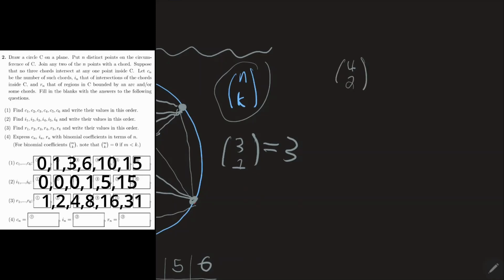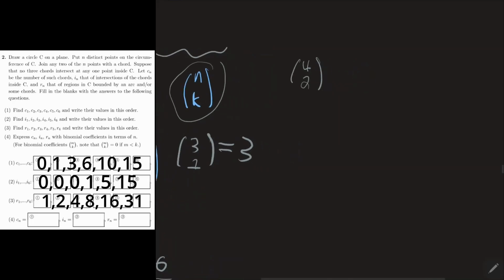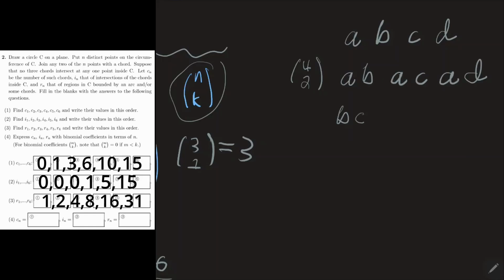So now I have 4 things and I want to choose 2 of them. So how many possible combinations are there? Well, let's list our 4 things as A, B, C, and D. And so, possible combinations can be AB, AC, AD, BC, BD, and so on, right?